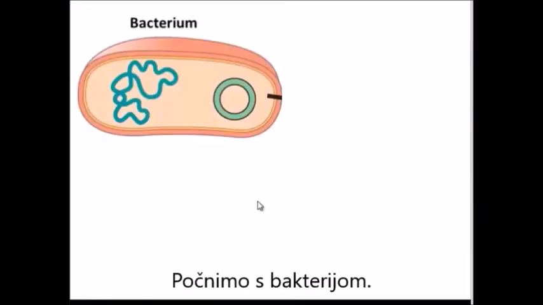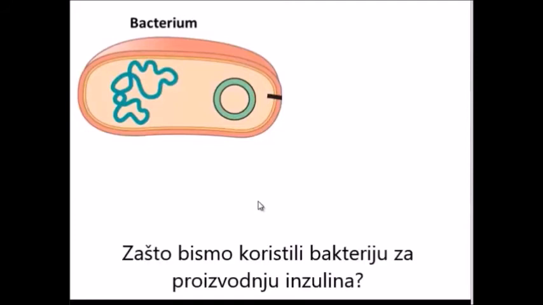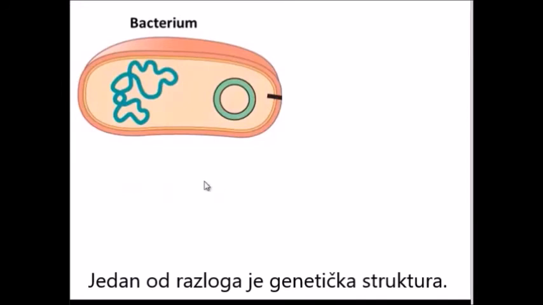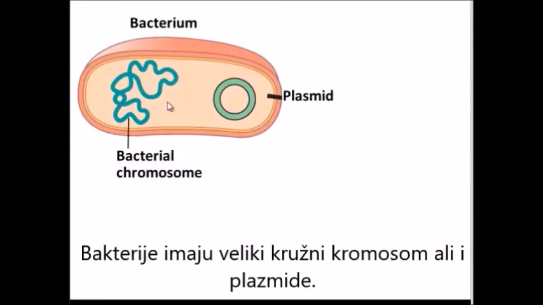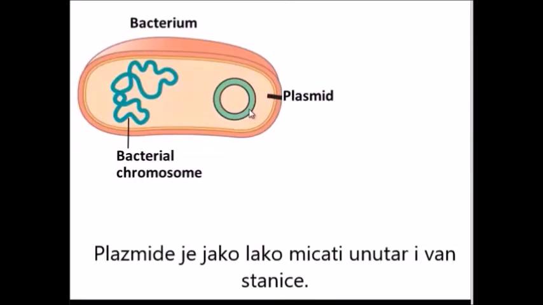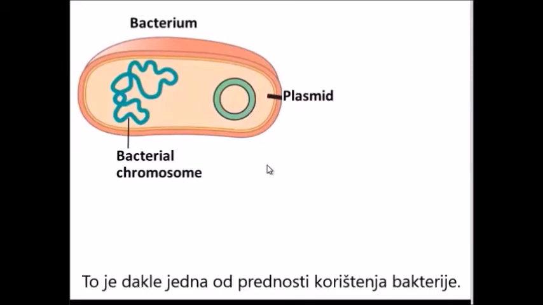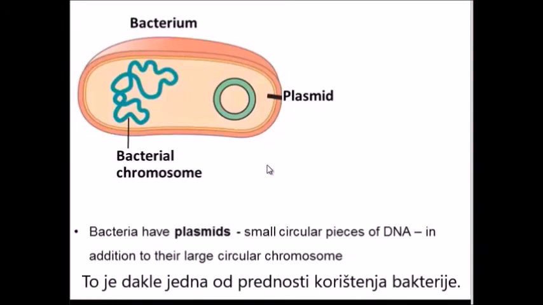First of all, let's start with the bacterium. Why would we use a bacterium as a human insulin factory? Well, one reason has to do with its genetic structure. Bacteria have a big circular chromosome, but then they also have these smaller loops of DNA called plasmids. And it's very easy to move plasmids into and out of cells. So that's one advantage to using bacteria.